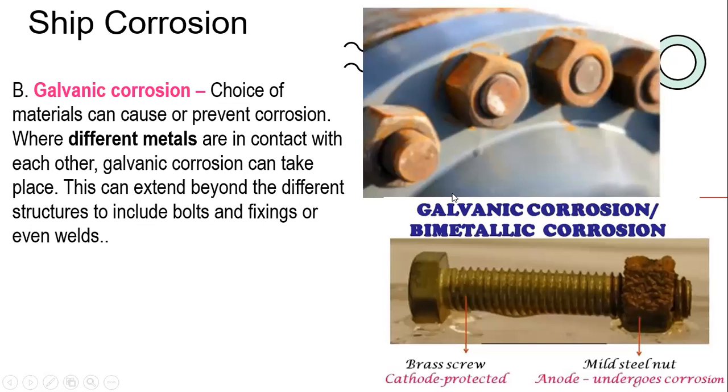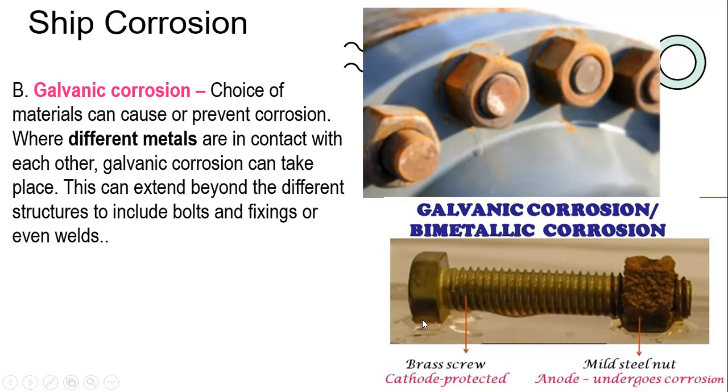You can also use galvanic corrosion. It's the choice of materials that can cause, prevent, or lead to corrosion where different metals are in contact with each other. Galvanic corrosion can take place. This can extend beyond the different structures to include bolts and fixings and even welds. Okay, it happens when there are two different materials.